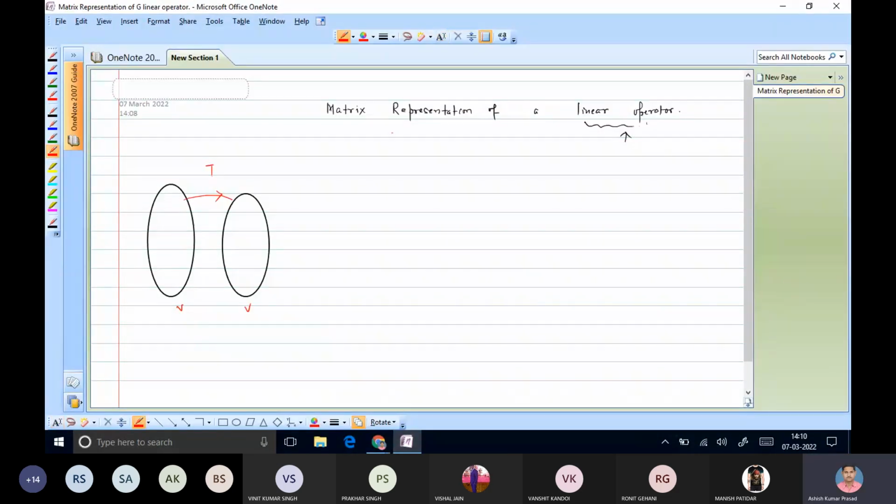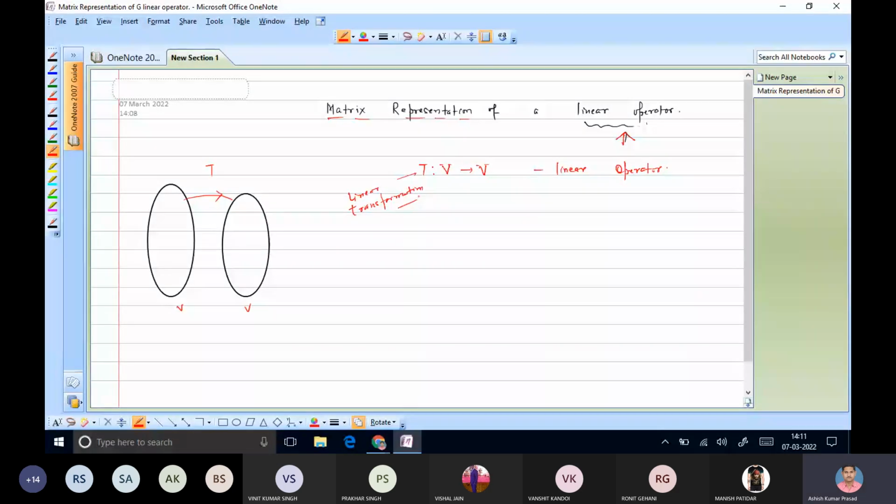So today we have to study matrix representation of a linear operator. First of all, we define linear operator. Suppose T is a linear transformation from vector space V to vector space V itself. Then T is called a linear operator, right? T is a linear transformation from the same vector space to the same vector space. Then we call T the linear operator.